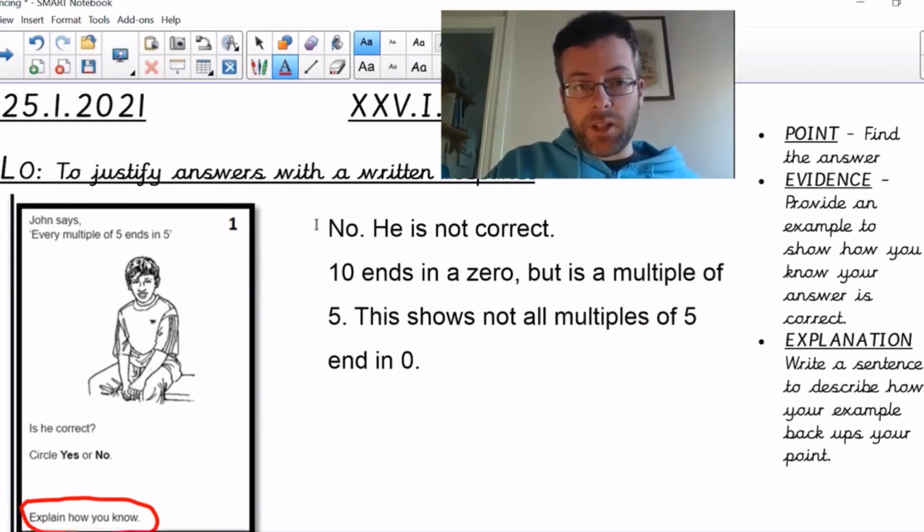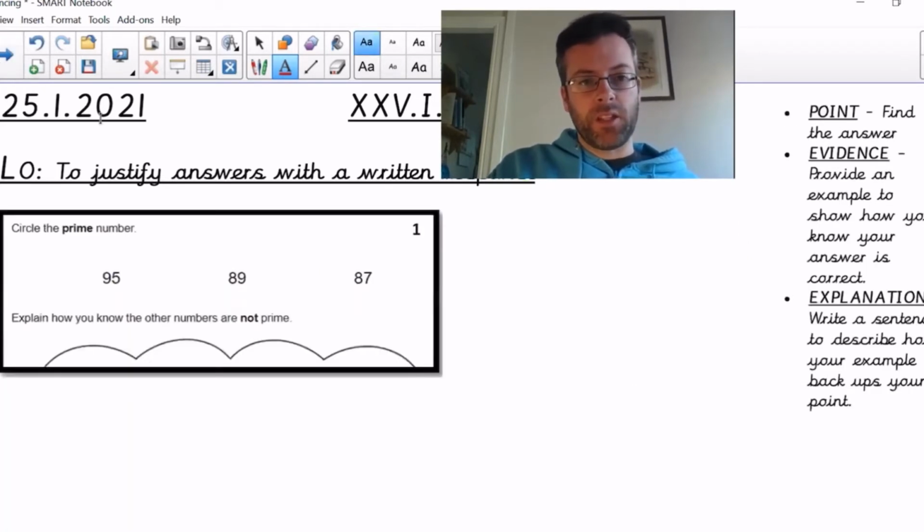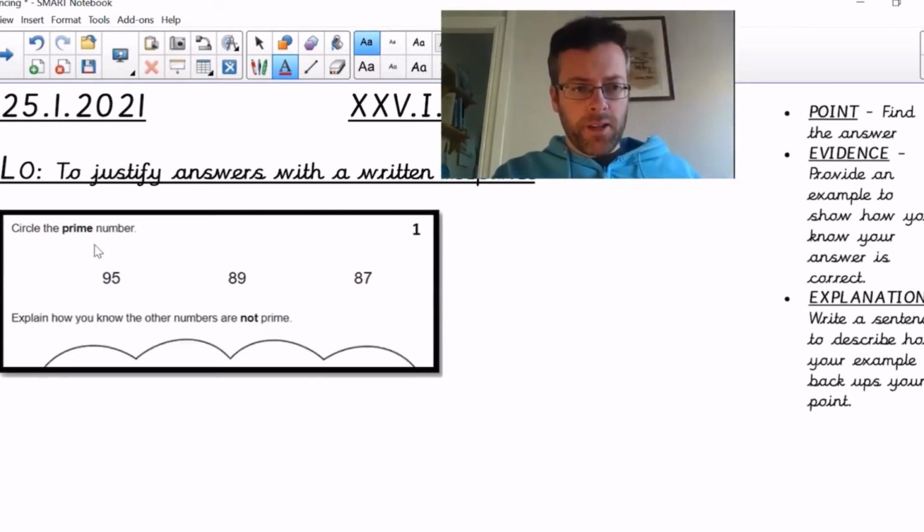But like I say, I'm looking for a sentence for your answers, which is unusual in maths, but that's what I'm looking for today. So let's look at this one. This is one that I've taken from a test. It says, circle a prime number, explain how you know that others are not prime. Okay, so I make my point. So my point is going to be which one of those is the prime number.